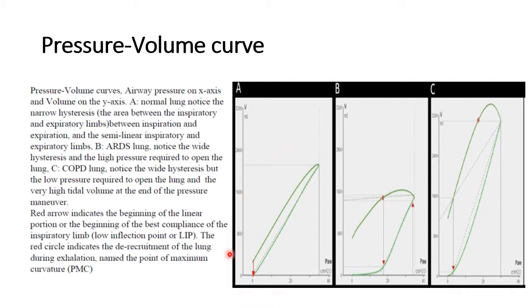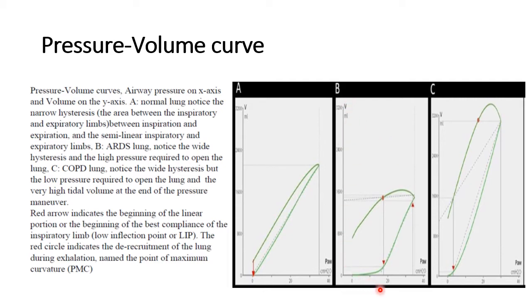So in this example, this is a normal lung or respiratory system. As the airway pressure is increasing, the tidal volume is going up and going down. You can notice both are pretty linear curves because of the normal compliance, and the difference between them is something we call the hysteresis.